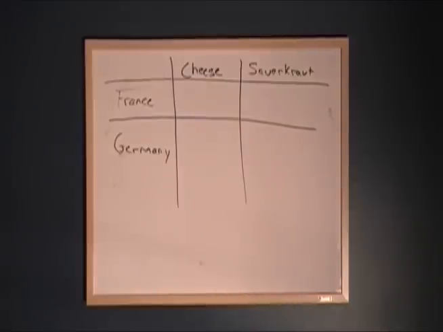In France, a single worker can produce either 5 wheels of cheese or 2 tubs of sauerkraut. In Germany, an equivalent worker using the equivalent resources can produce 1 wheel of cheese or 7 tubs of sauerkraut. So what we've done is we've put what each country can produce in the table here.